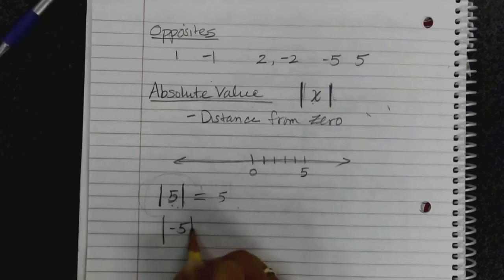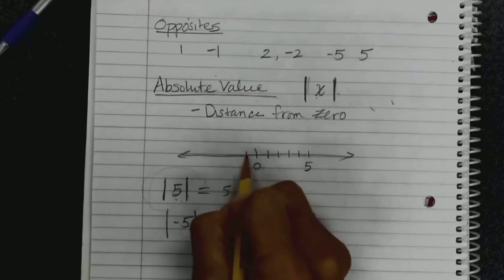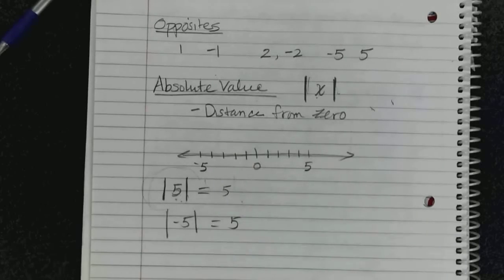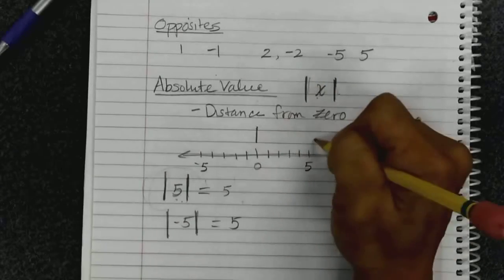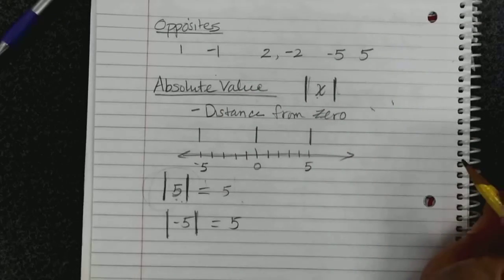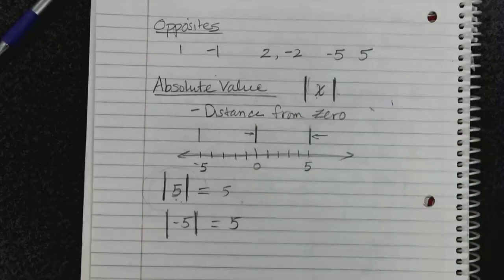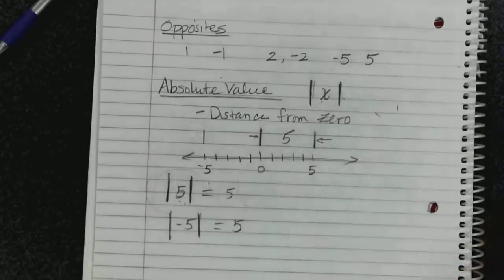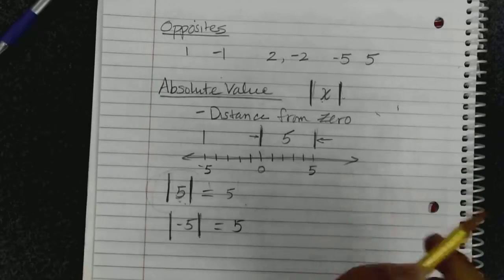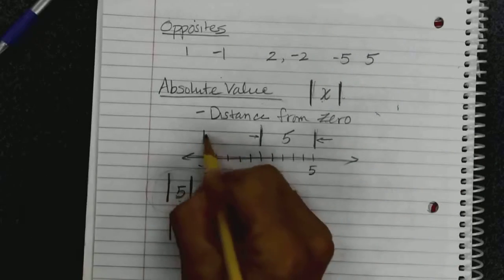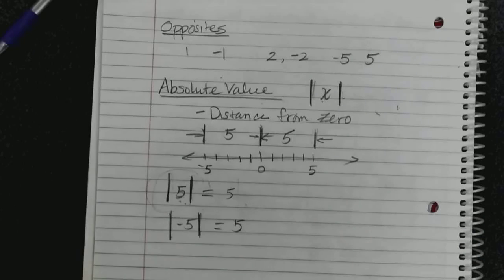So same thing with negative 5. It's asking you, how far is negative 5 away from 0? So it's also 5, because I'm going to go this way, right? Here's negative 5. These symbols come from construction or architects that draw floor plans. If they want to show distance of something, they use those symbols. That's where absolute value symbols come from, because it's a symbol for distance.